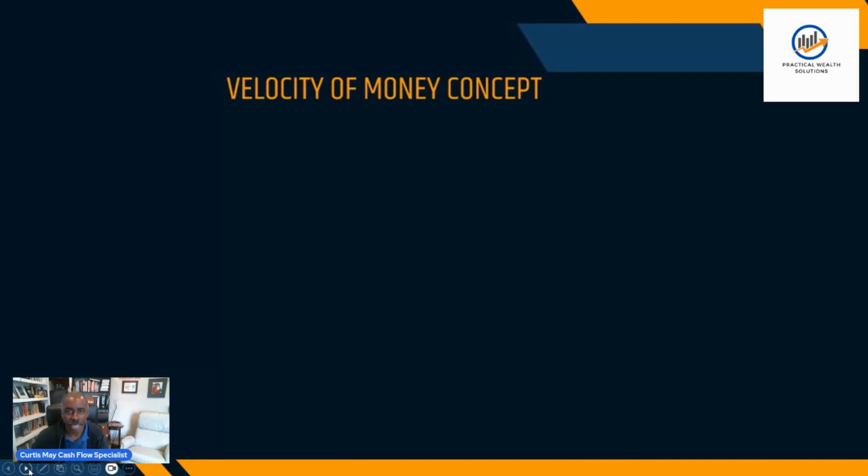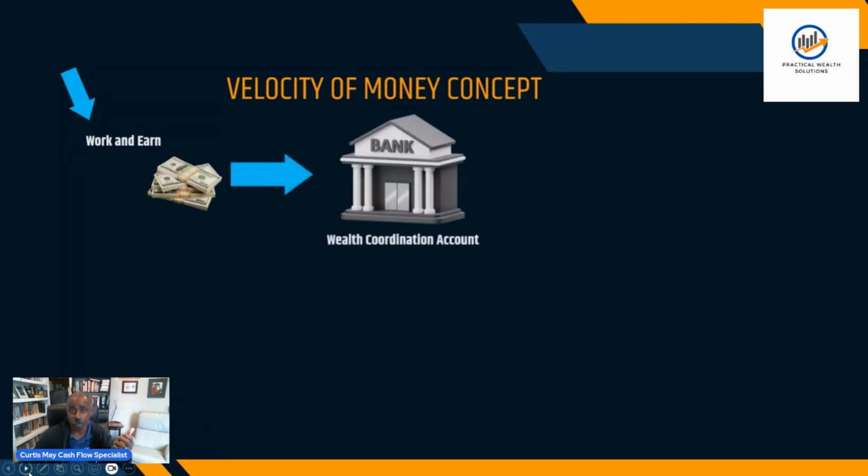So if you'd like to have that kind of conversation, that's what we try to help people do. I could do a whole hour on this slide right here, but basically the concept is velocity over accumulation. Let me show you how we use the velocity of money in wealth coordination in our practice. We teach people to work and earn, right? Then that money goes into your wealth coordination account. Okay. So all of it, right?